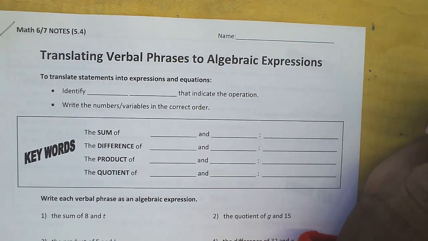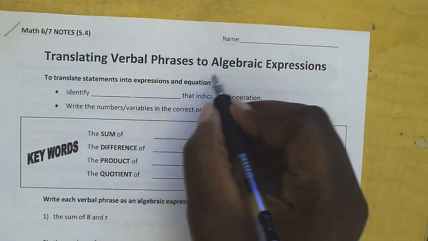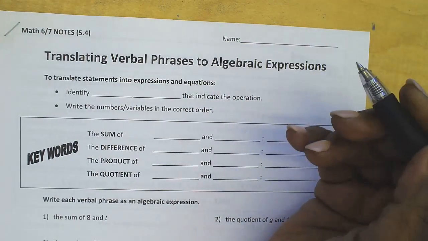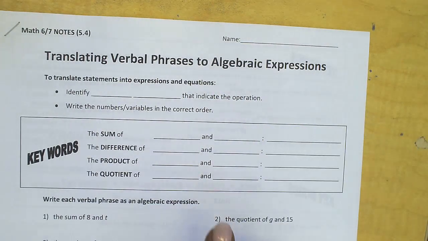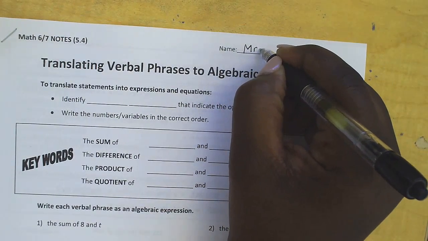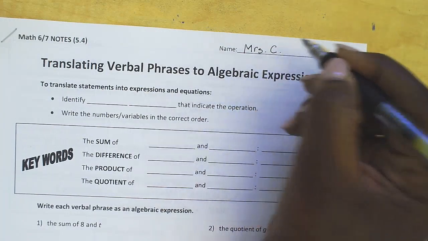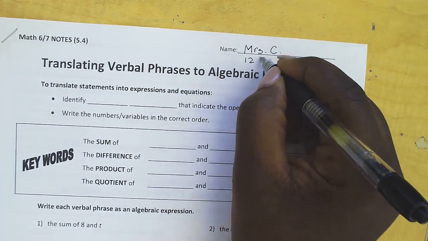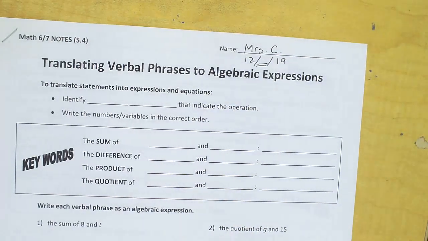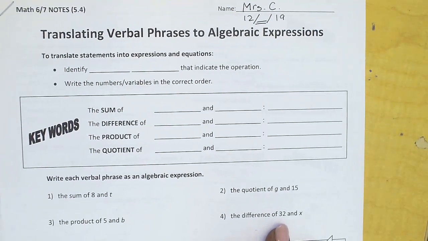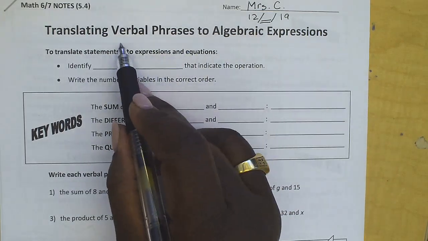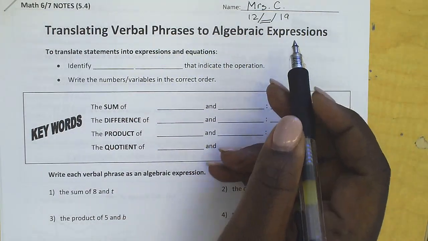Okay, students, today we're doing translating verbal phrases to algebraic expressions. Algebra, math in itself, is a language. So we're going to translate. Make sure you put your name on your paper and today's date. Whatever date that you're doing this, put your date and name on the paper. Translating verbal phrases to algebraic expressions.